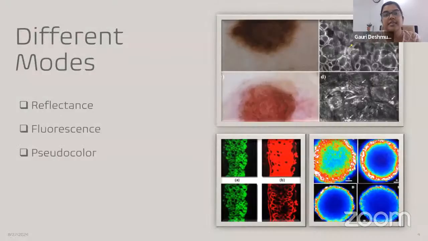This device basically has three modes: reflectance, fluorescence, and pseudocolor. In the reflectance mode, no staining is required because the contrast is based on the different refractive indices of the cellular structures. The fluorescence mode uses different colors for different tissues. Pseudocolor mode appears the same as H&E.